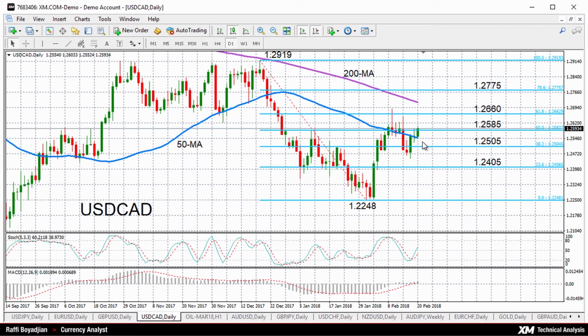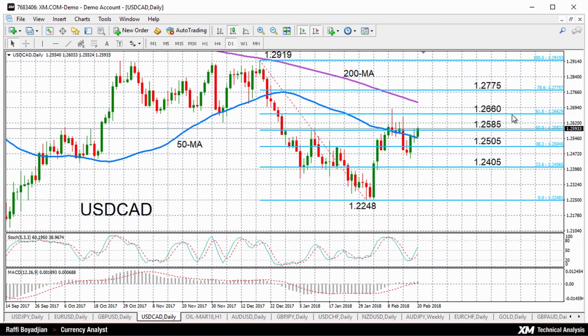It's looking fairly bullish in the short term. We can see prices have managed to once again rise above the 50-day moving average, though they met resistance at the 50% Fibonacci retracement of the down leg from 1.2919 to 1.2248. That's around the 1.2585 area. Further gains could then see resistance coming from the 61.8% Fibonacci retracement at 1.2660.